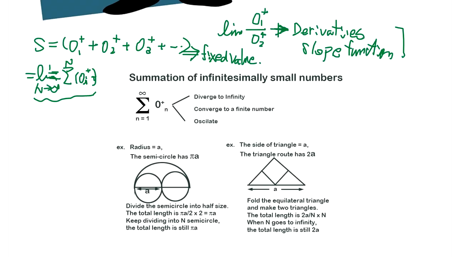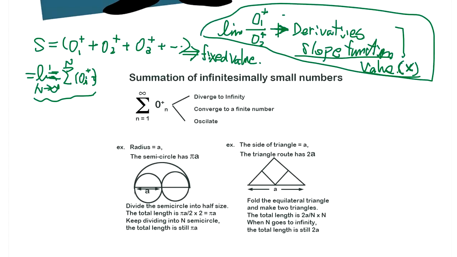Okay, because the ratio became a slope value, right? And if the value has the variable x, then it's a function, a slope function. So this was a derivative. So now we examine if you add many infinitesimally small numbers, it may approach some fixed value.